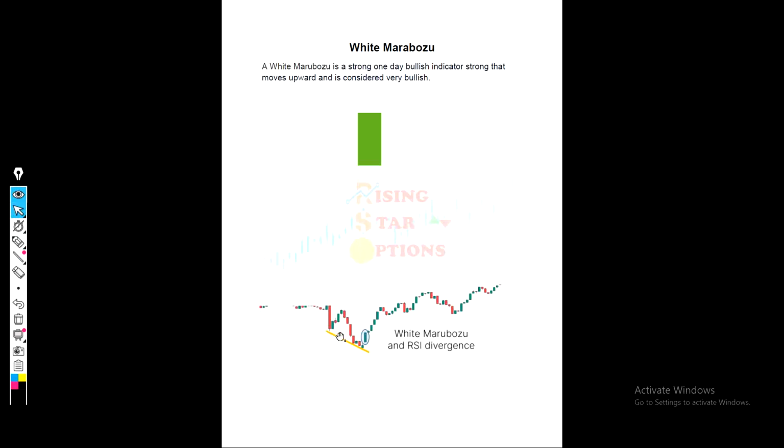Here you can see it's a downtrend. At this point in time, there is a candle which does not have any wick on either side, and after that the trend has reversed, and the market has moved from the downtrend to the uptrend.